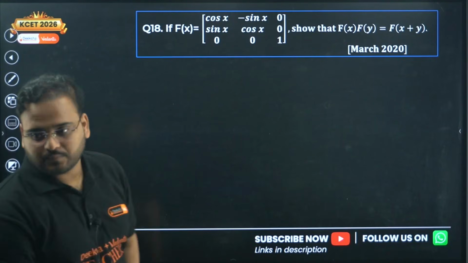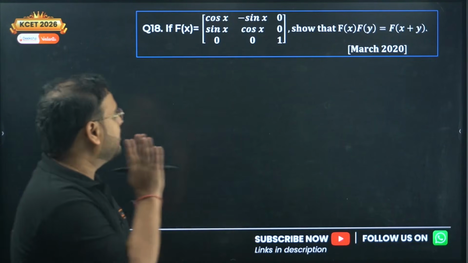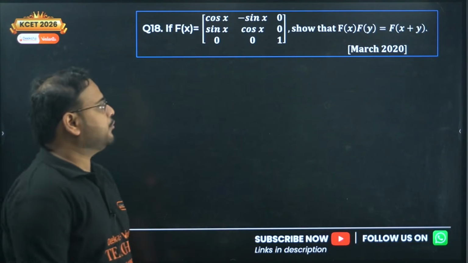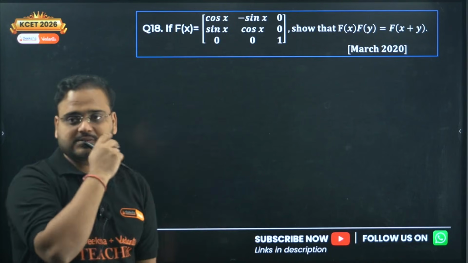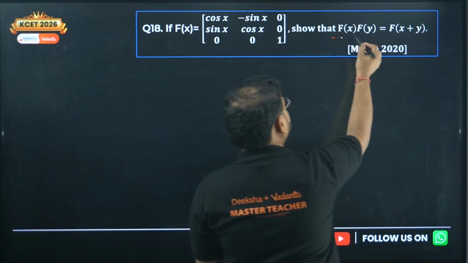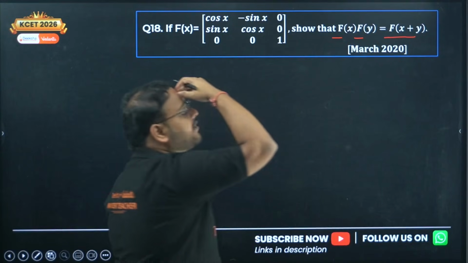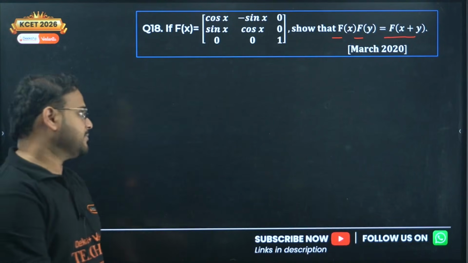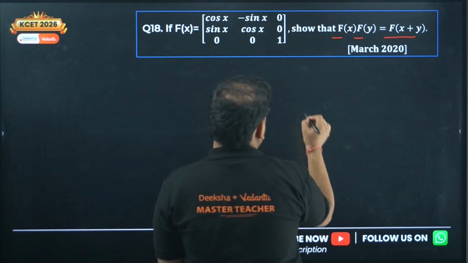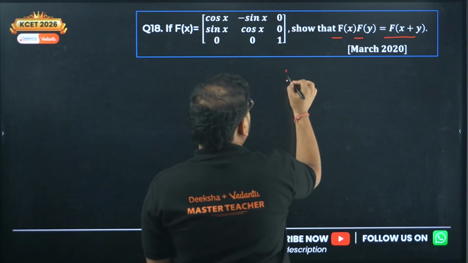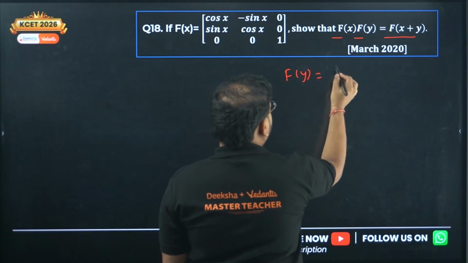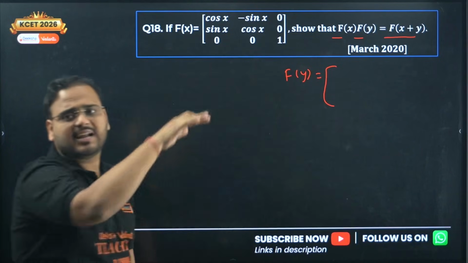Question number 18 now. Another very beautiful question where you have to use the product and show the function as well. Find f of x, f of y, and show that f of x times f of y equals f of x plus y. Okay, sir. F of x we already have. Let's find f of y directly.